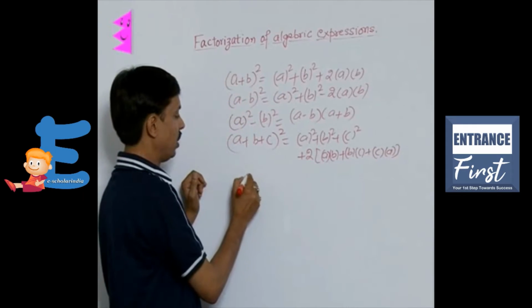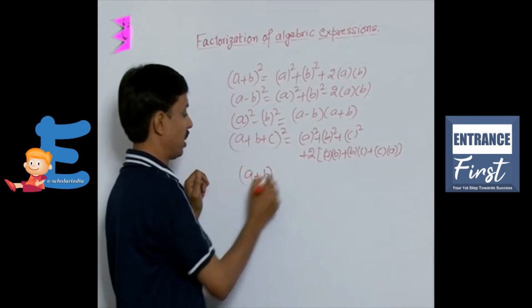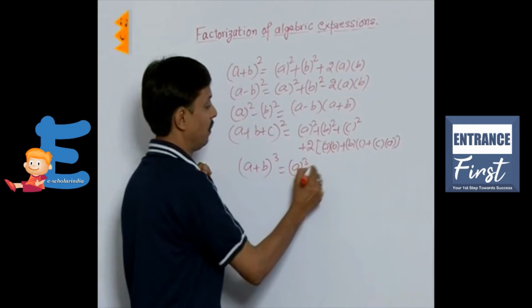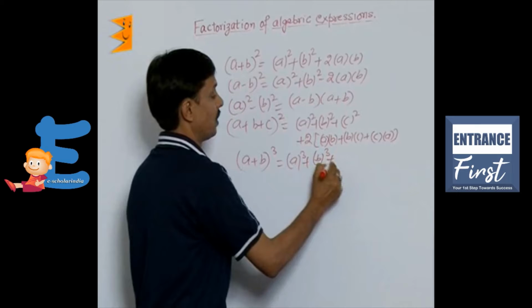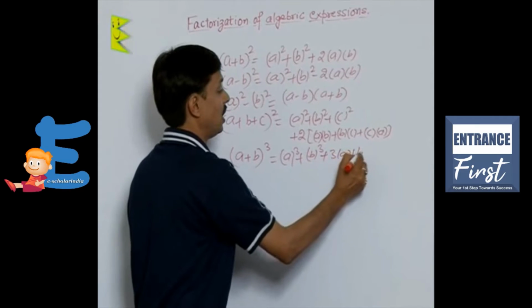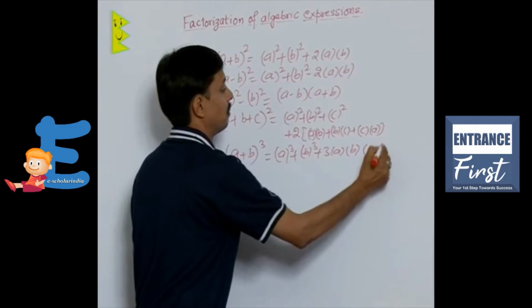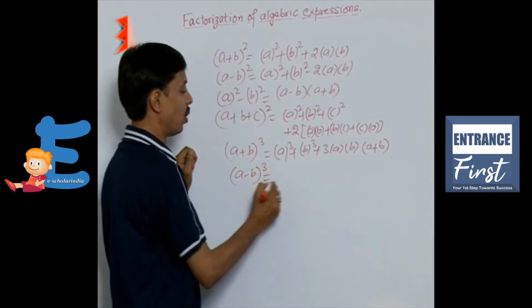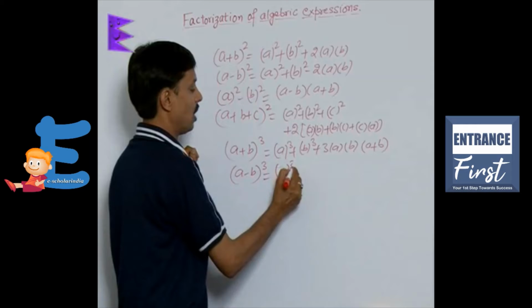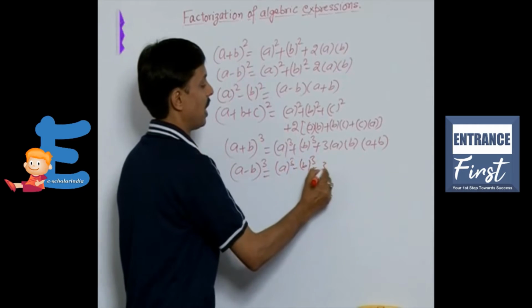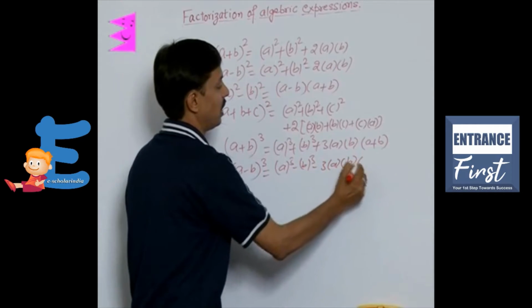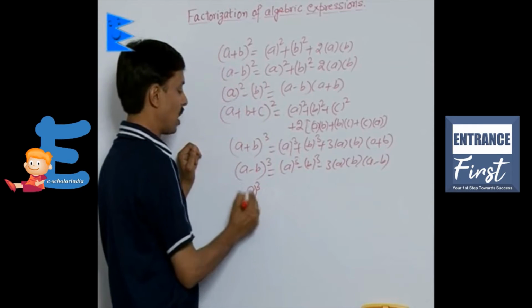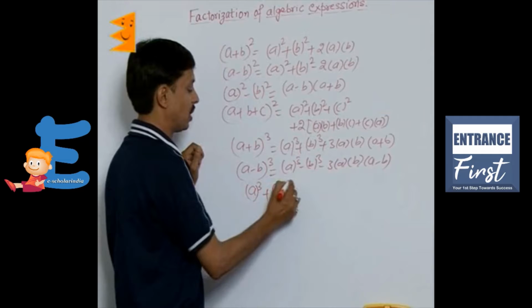Now I can tell you there is one more identity in case of whole cube. (a + b) whole cube is equal to a cube plus b cube plus 3ab into (a + b). If it is minus, then (a - b) whole cube is a cube minus b cube minus 3ab into (a - b).